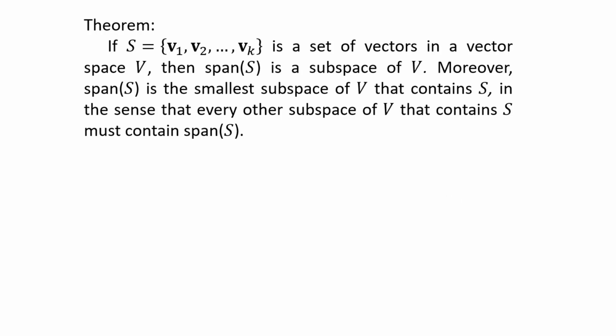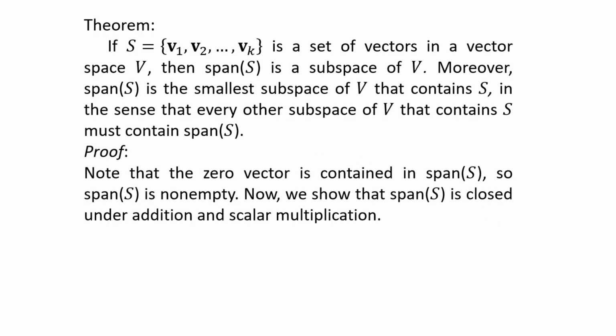For the proof, note that the zero vector is contained in span of S. So span of S is non-empty. Now, we show that span of S is closed under addition and scalar multiplication. So recall, this is how we show that a certain set is a subspace of a bigger space. So first, non-empty, and then we show that that is closed under addition and scalar multiplication.